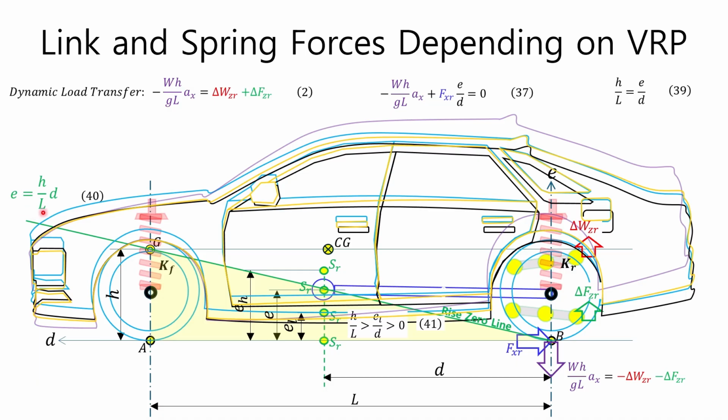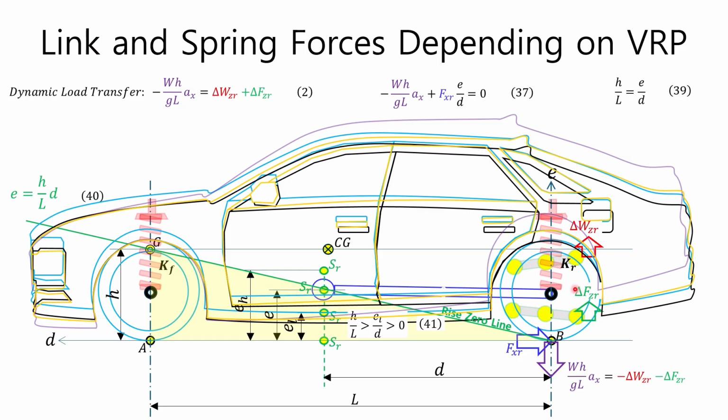Equation 40 is the equation for a straight line passing through the origin B with a slope of h divided by L. Therefore, this equation can be represented by the green straight line in the figure. In the yellow region of the figure, the pitch geometry can be expressed using inequality notation as equation 41. In equation 41, as the height of the virtual reaction point, SR, EL, increases, the absolute value of the force on the suspension links with the brake wheel, delta FZR, increases.